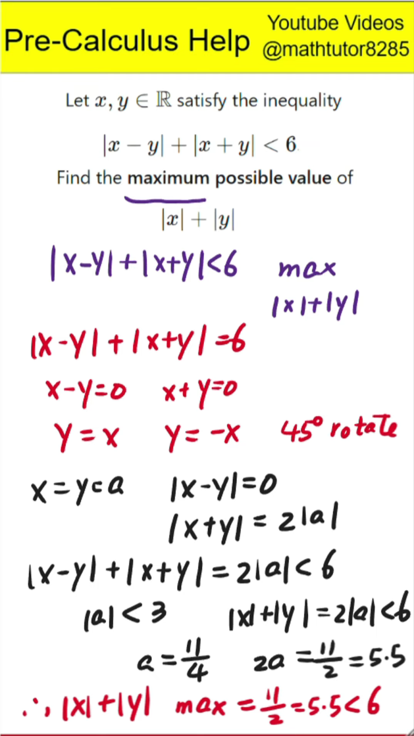When absolute values appear in two variable expressions, try visualizing them as geometric shapes like squares or diamonds. That often leads directly to the maximum or minimum values you're looking for. Geometric thinking is powerful. Absolute value regions often look like diamonds. Think in shapes. That's it for this question solving.